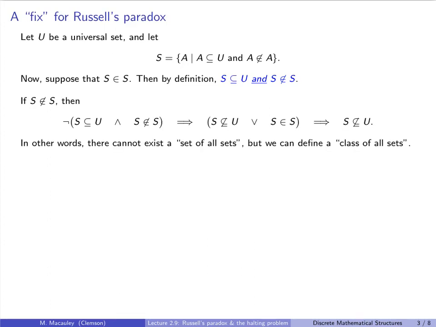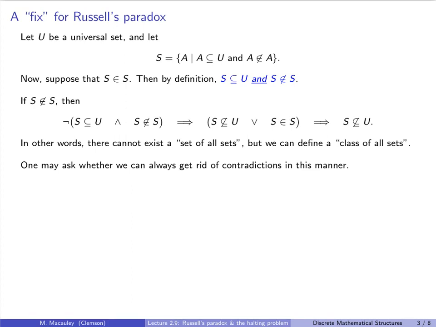In other words, there cannot exist a set of all sets, but we can define the collection of all sets, or some people call it the class of all sets. That is still an object, but it just lives in a bigger universe. Remember, I said this would seem like I'm cheating, but it is legit.